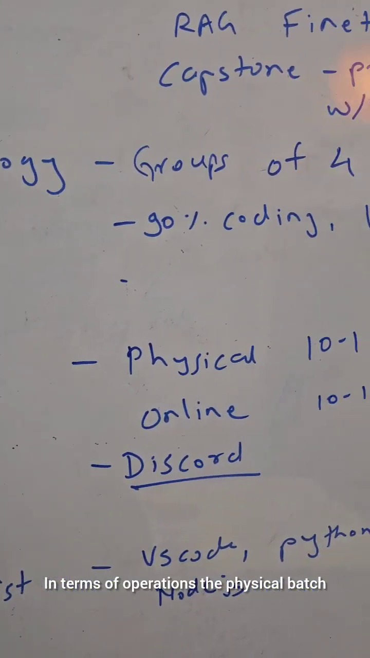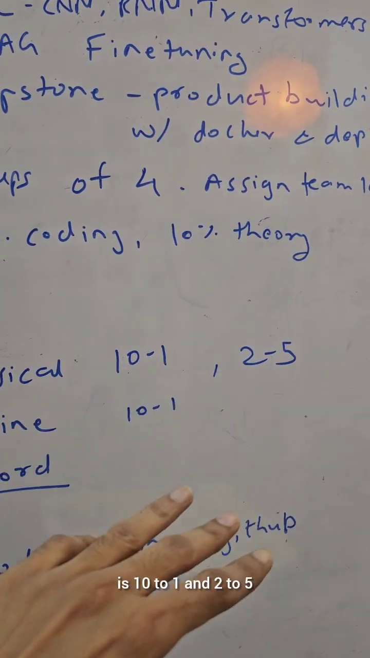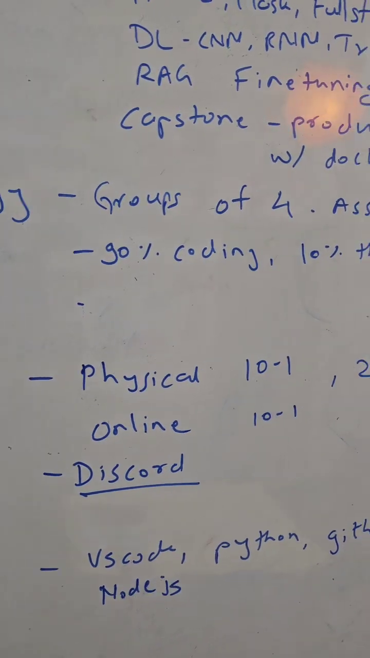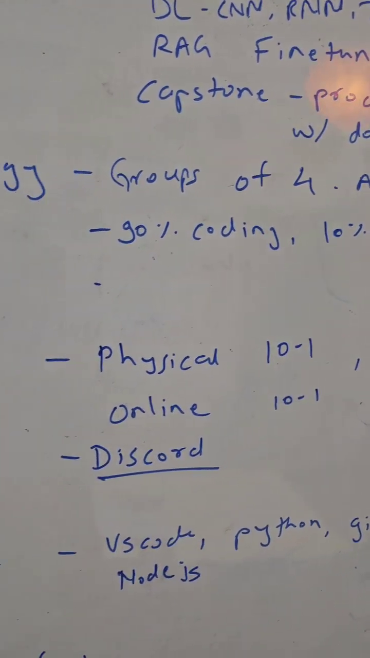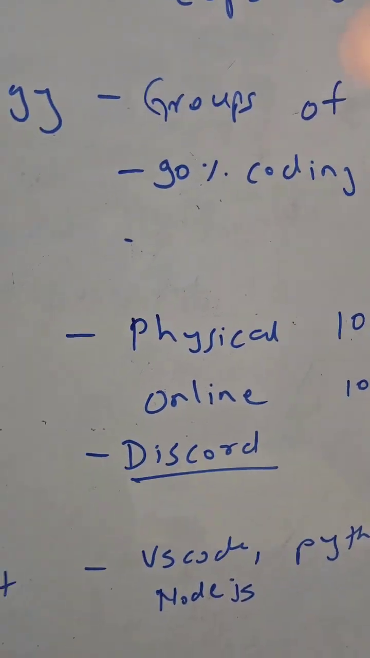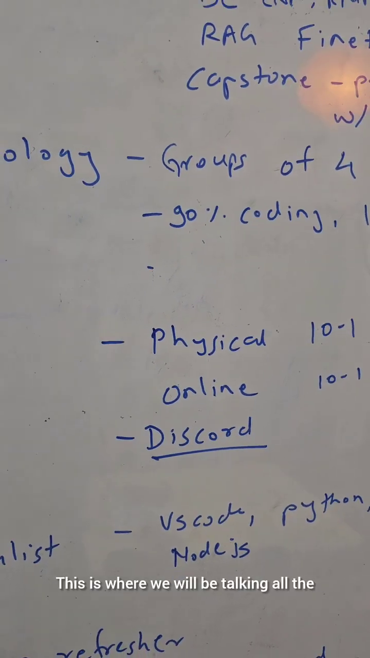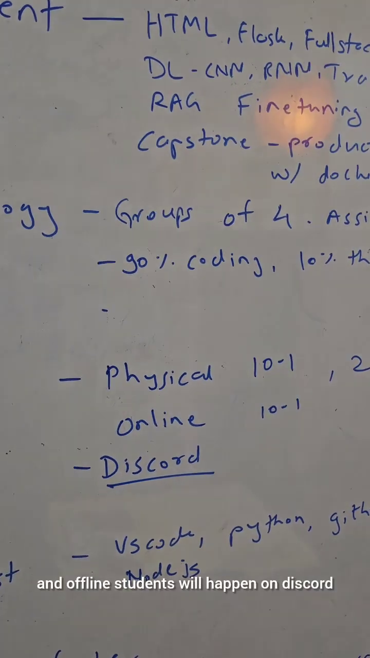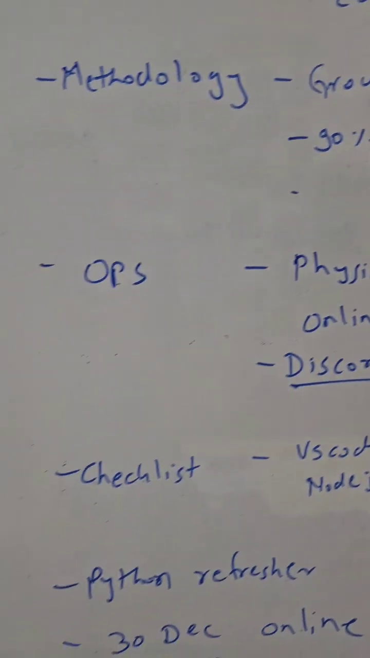In terms of operations, the physical batches are 10 to 1 and 2 to 5. We'll run a poll on who's joining which batch, etc. Online, there is going to be 10 to 1, and the primary mode of communication is going to be Discord. This is where we'll be talking about the progress of the group, daily updates, etc. For both online and offline students, this will happen on Discord.